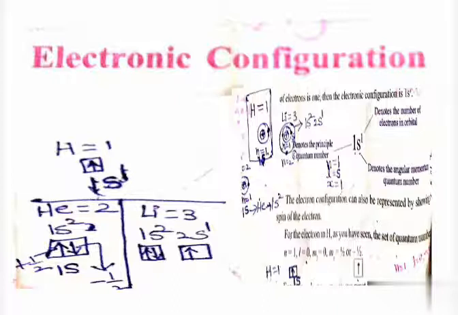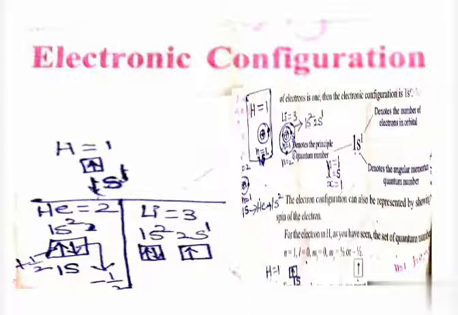What are the 3 principles? Pauli exclusion principle, Aufbau principle and Hund's rule. We will discuss what the Pauli exclusion principle, Aufbau principle and Hund's rule are in the next class. By depending on these 3 rules, we can write the electronic configuration easily.